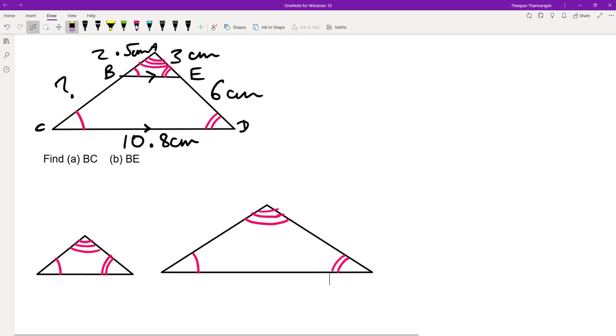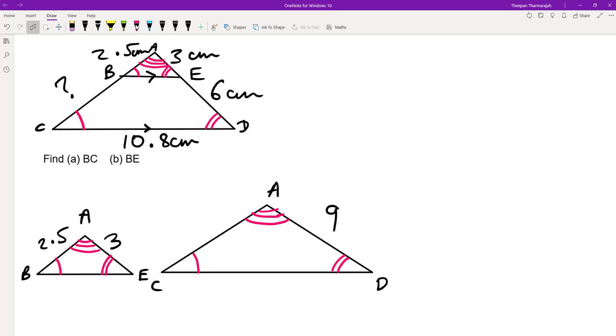And then we can mark in the letters. So A, B, and E. This is 2.5. This is 3 centimeters. Then we've got ACD. So this is 9 centimeters, 10.8 centimeters. So we want to work out BC.